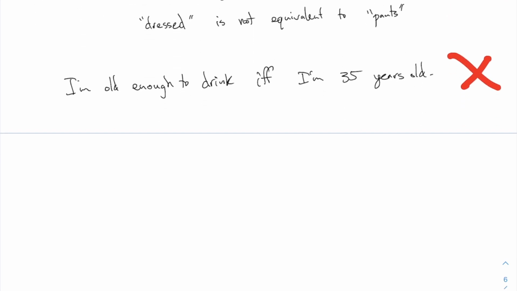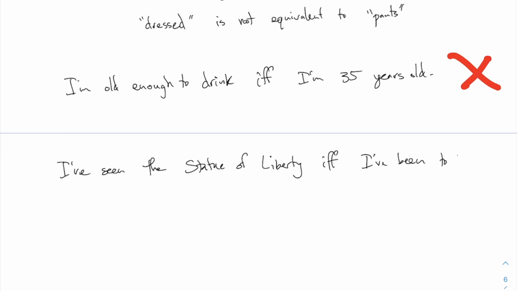All right, how about this? I've seen the Statue of Liberty, if and only if I've been to New York City. In case you're just joining us, the Statue of Liberty is in New York City. Is this accurate to say, I've seen the Statue of Liberty if and only if I've been to New York City? What do you think? I see some nodding. I see some shaking. Anyone feel strongly?